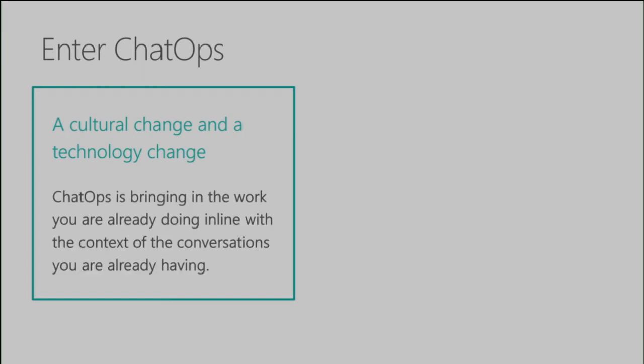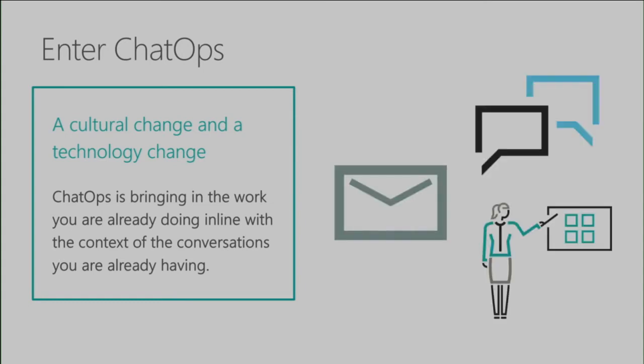So what is ChatOps? ChatOps is as much of a cultural change as it is a technology change. Really, what you're doing is bringing the work you're already doing in line, in the context of the conversations you're already having. You're not doing additional work, and the conversations are taking place right now. It's just they're taking place in many different locations: email, chat, IM, text messages, meeting notes. What we want to do is bring all of it into one place. And that's what Teams allows us to do.